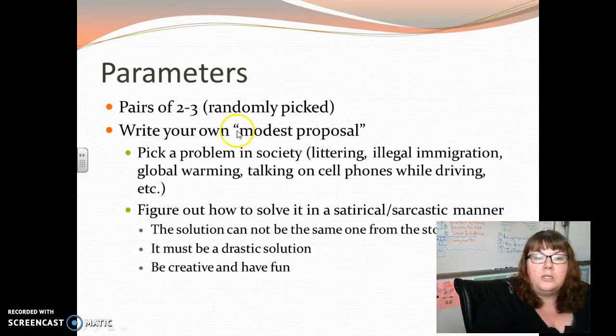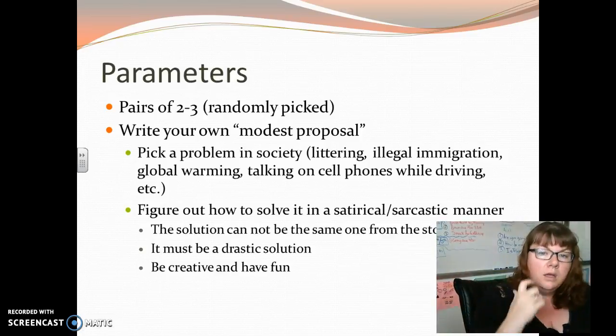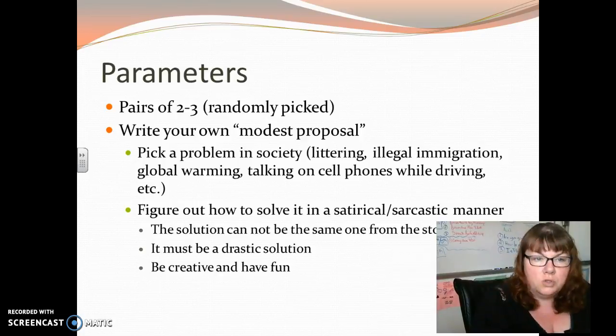You are then going to write your own modest proposal. Remembering modest, he's being sarcastic here. He's not doing a small proposal. He's actually doing a huge, drastic proposal. So you need to do the same thing within your story as well.